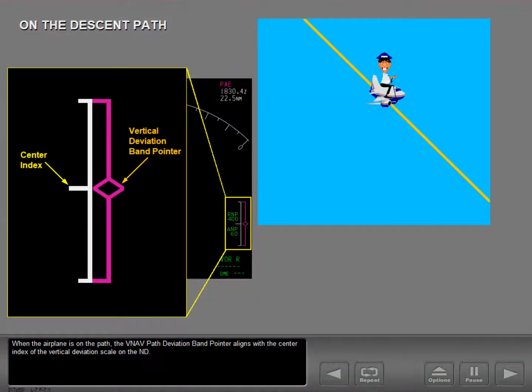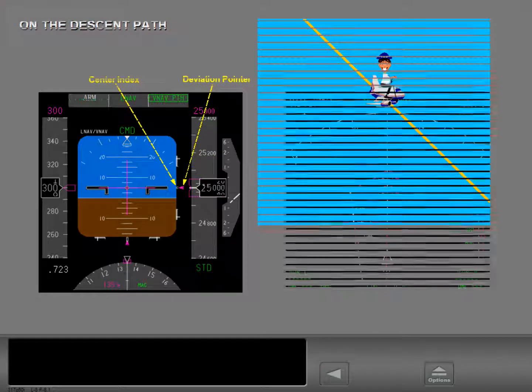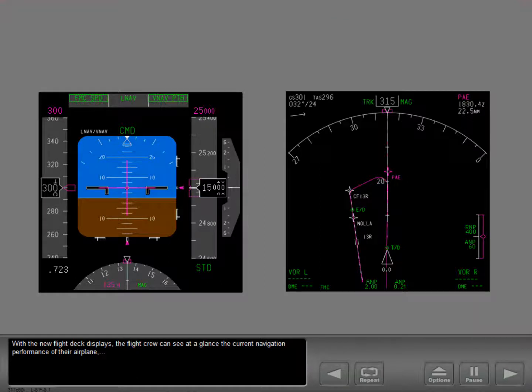When the airplane is on the path, the VNAV path deviation band pointer aligns with the center index of the vertical deviation scale on the navigation display. At the same time, the VNAV deviation pointer aligns with the center index of the VNAV deviation scale display on the primary flight display. With the new flight deck displays, the flight crew can see at a glance the current navigation performance of their airplane and can more easily determine if they can fly and navigate route structures and approaches defined by RNP requirements.